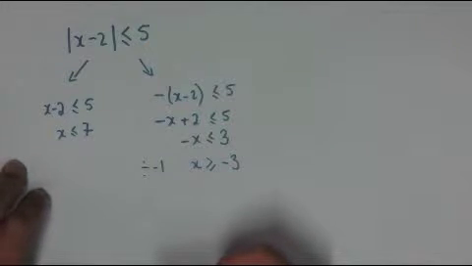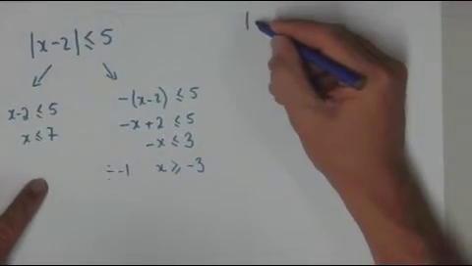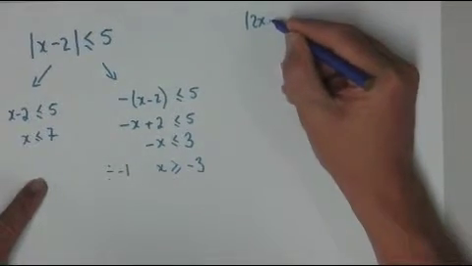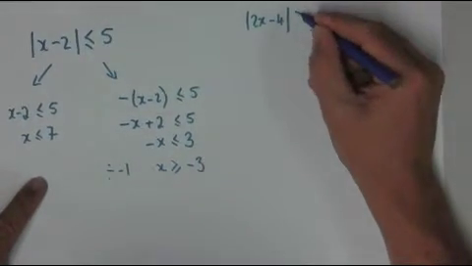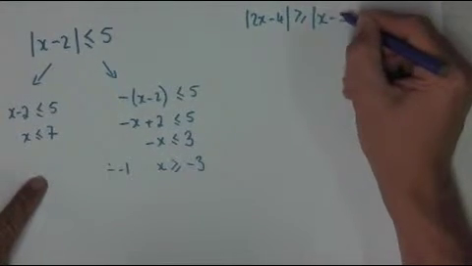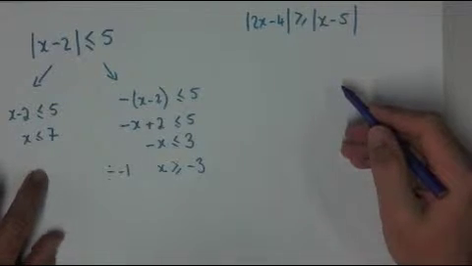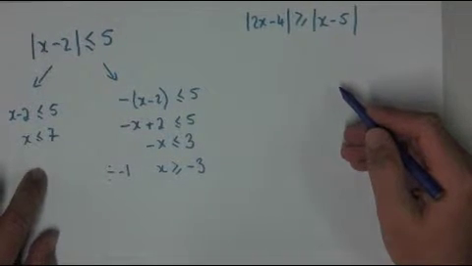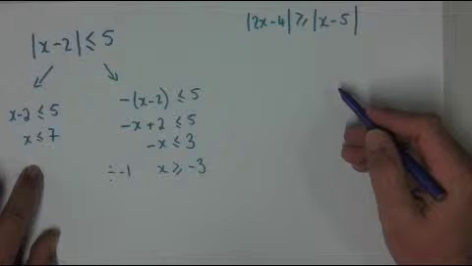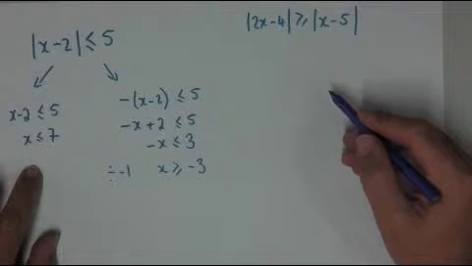And that's because I've divided by a negative number. Now, if I was to look at a question where I have two absolute values, so the absolute value of 2x take 4 is greater than or equal to the absolute value of x take 5, then this brings up an interesting situation. How do you go about solving this? How do you look out which one is negative and which one is positive?